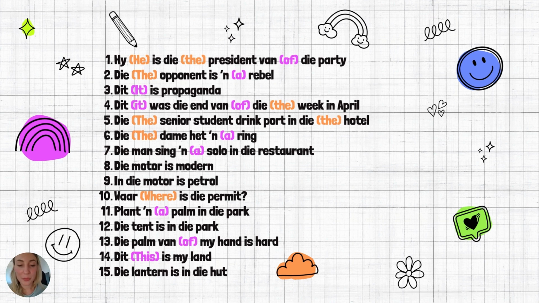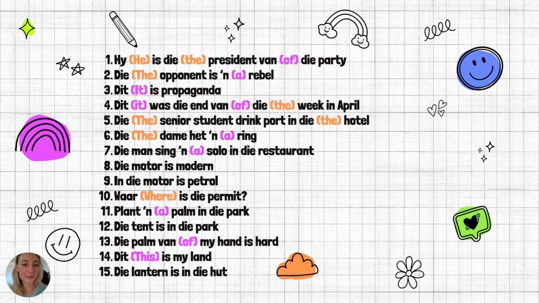As you can remember from the previous lesson, in Afrikaans, whether it's singular or plural, a verb like drink doesn't get an S at the end. That's why in Afrikaans it's just drink. Number 6. Die dame het 'n ring. The dame has a ring. Number 7. Die man sing 'n solo in die restaurant. The man sings a solo in the restaurant.